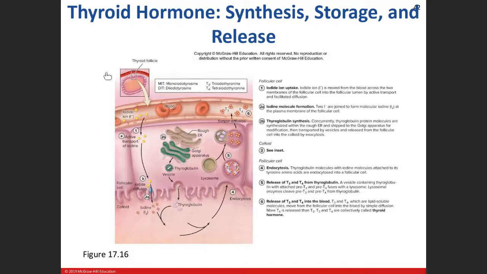But a couple players are involved here. The first one is going to be iodide, so we need that. It's one of the ingredients to make our thyroid hormone. The other substance that we need is thyroglobulin, and it's not listed here in this picture. And the other one is an amino acid called tyrosine.